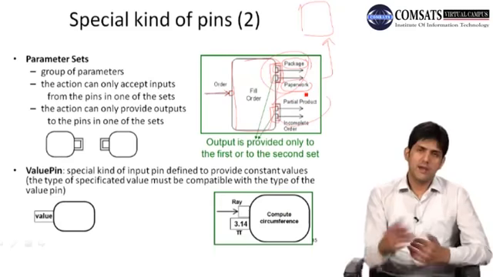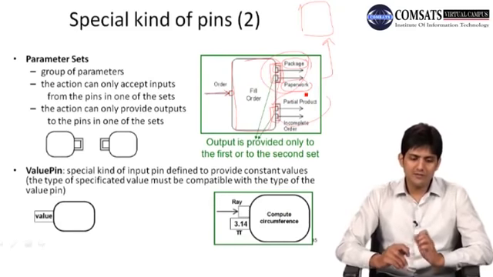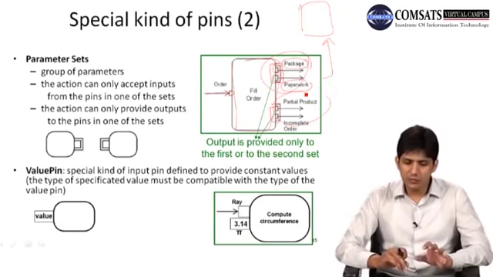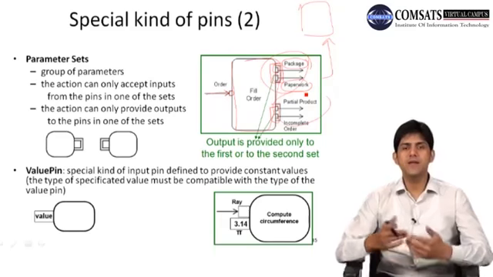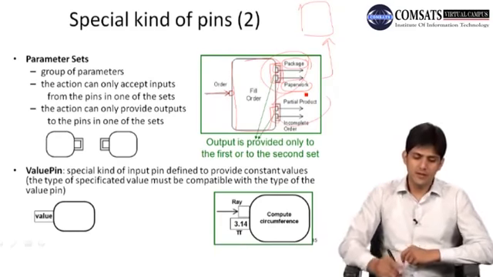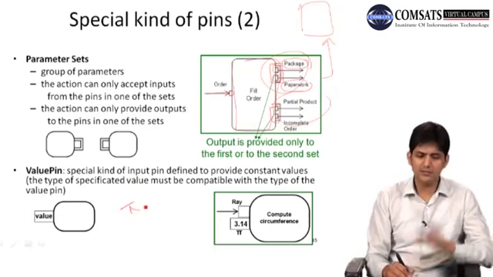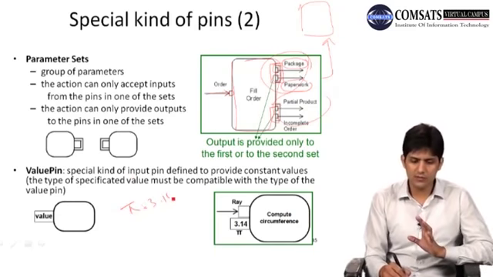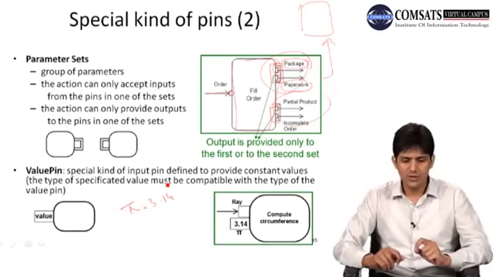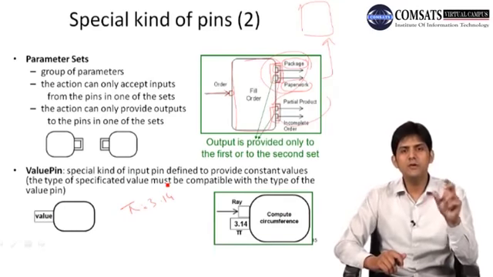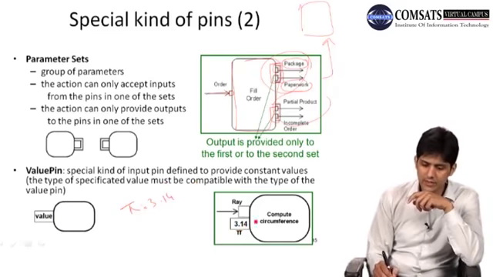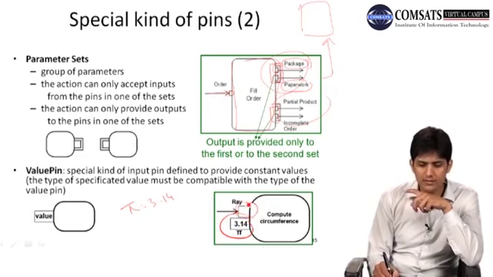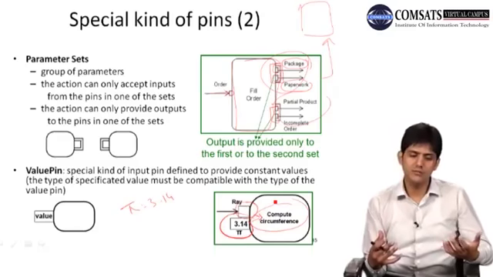Another special kind of pin is called a value pin. It is a special kind of input pin defined to provide constant values. For example, there is an action and there is some calculation going on. You are using pi in a certain formula. We know the value of pi is a constant, 3.1416. So there is a constant value that will be used by this action in the computation. Whenever that is the case, you can have these value pins with the other pin. These two are combined and that action is performed. So we call them value pins.